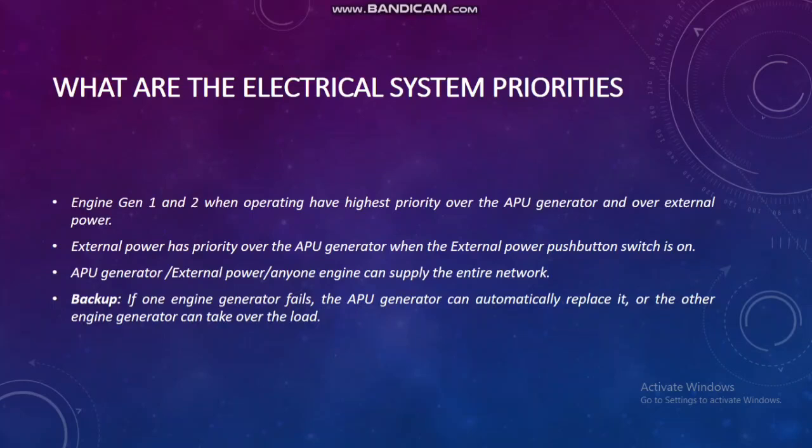Or for example, the APU is also running, both engines are also running, and during that time an IDG fails. Then the APU will have priority on that particular side of the failed engine. So if the APU is running and both engines are running, the APU will take the load of the failed IDG. One side will be taken over by the APU and the other side will be taken care of by the IDG.